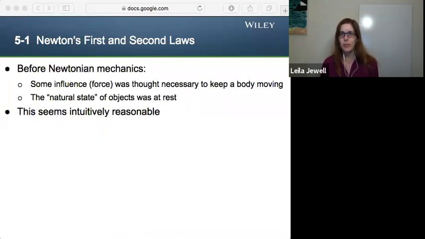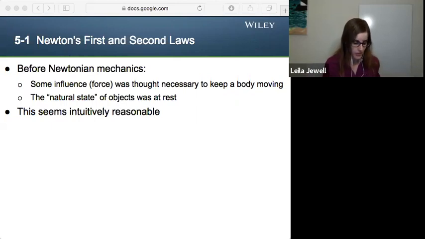And it will help us to think back a little bit to before Newtonian mechanics. This gives us some context for what Isaac Newton came up with here. It was thought that some influence, what we'd now call a force, was necessary to keep a body moving, that the natural state of objects was at rest. And this seems intuitively reasonable, right? If you push something, it'll move a little bit and then it stops. So it seems like, yeah, if you really want to keep it moving, you have to keep pushing on it.